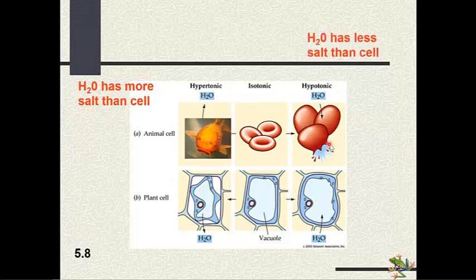But there are situations where a cell is in a hypotonic environment, meaning that the cell has more salt than the water around it. And in that case, water would move into the cell and the cells would swell and eventually, as you can see here, burst. That doesn't happen in plant cells because they have cell walls that protect the cells from bursting.